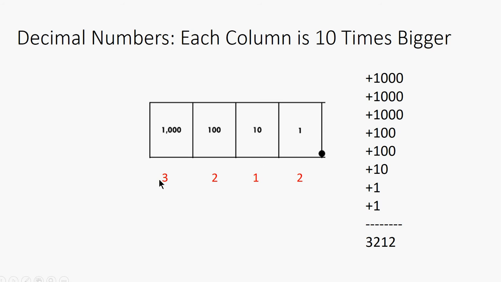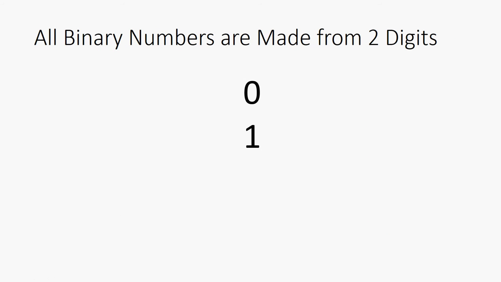So if we had a number 3212, that would be 3 times 1,000, 2 times 100, 1 times 10, and 2 times 1. You add those all up, and that gives you the total 3212. So this is called positional notation, and these digits are in these columns, and it tells you how valuable each digit is.